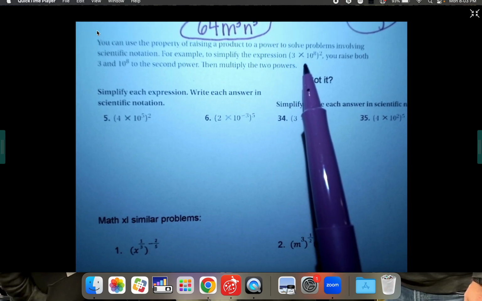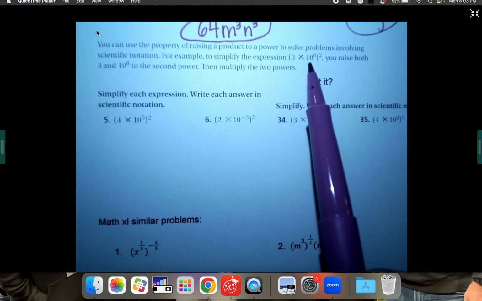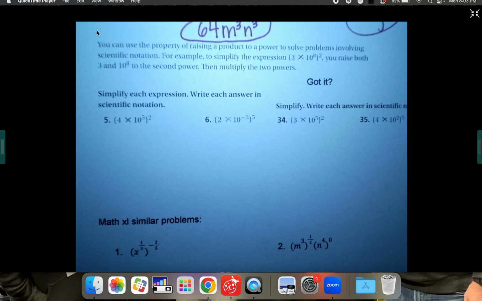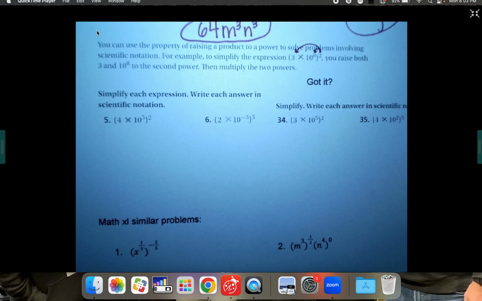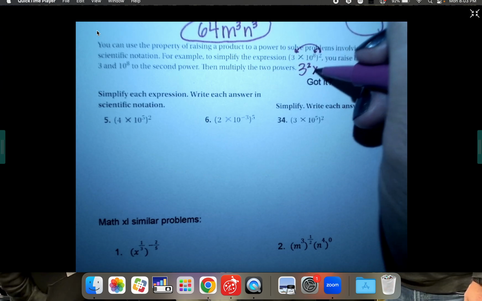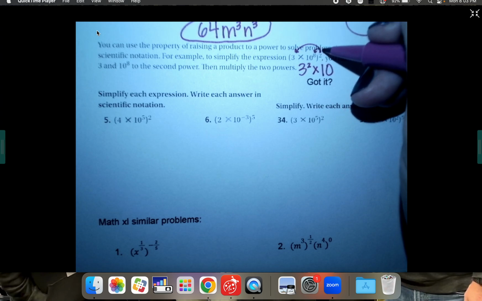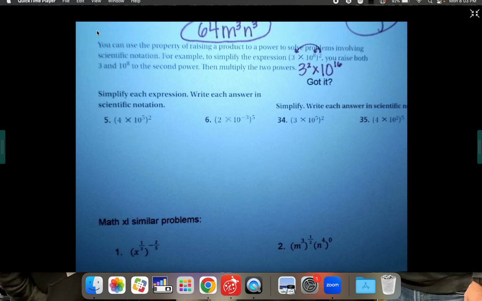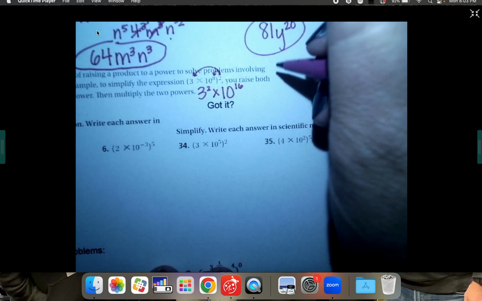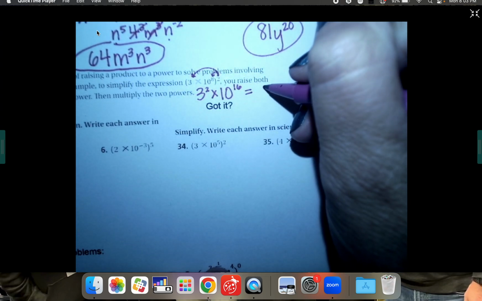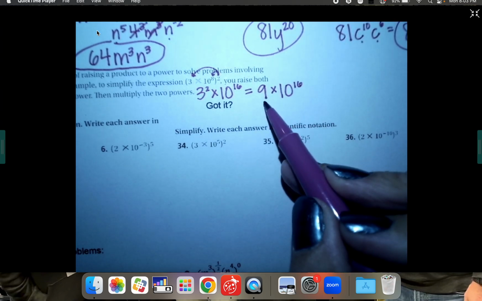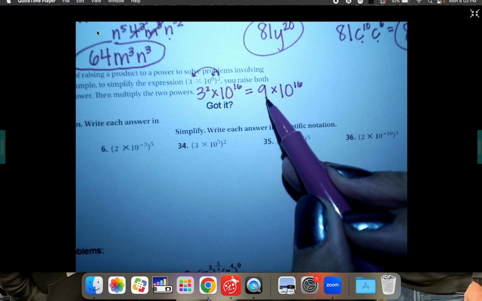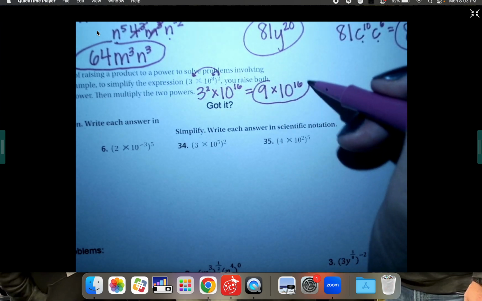So here's what happens. When you have an expression 3 times 10 to the 8th power and it's raised to the 2nd power, you need to basically give that 2 to the 3 and to the 10 to the 8th. So this would look like 3 to the 2nd power times 10 to the 8 times 2, which is 16th power. So then when you write it, it would look like 3 to the 2nd power, which is 9, times 10 to the 16th power. And that is scientific notation because your first number is between 1 and 10. So this is how you would do that.